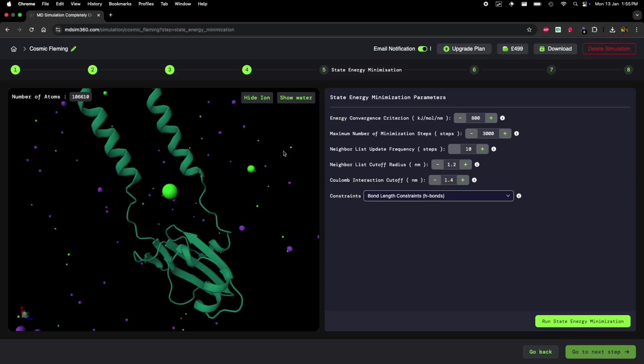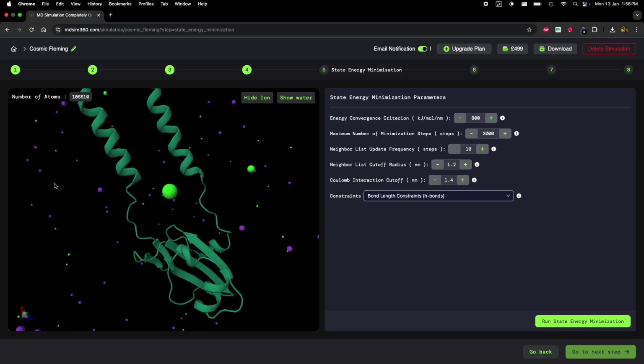Neighbor list updates are essential for efficiently calculating atomic interactions in molecular dynamics simulations. The simulation engine, Gromacs, maintains a list of neighboring atoms for each atom, identifying which atoms are close enough to interact. Instead of recalculating all interactions at every step, the neighbor list is updated periodically. In our case, we've set it to update every 10 steps to balance accuracy with computational efficiency. This periodic update ensures that interactions are calculated accurately while minimizing unnecessary computations, speeding up the simulation.